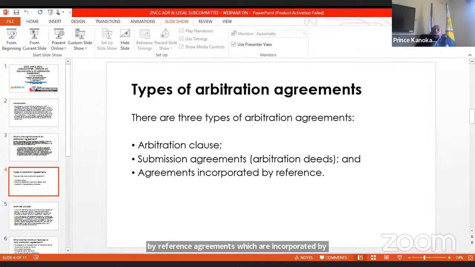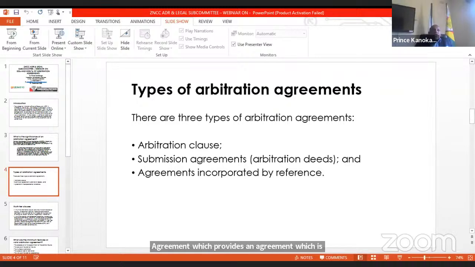You tend to find most of these in construction and engineering related projects. This is where you'll find these, where you have perhaps, or even in some other complex projects, it could even be a procurement related agreement, which provides an agreement which is incorporated by reference.